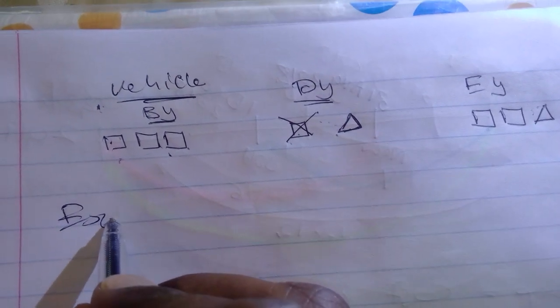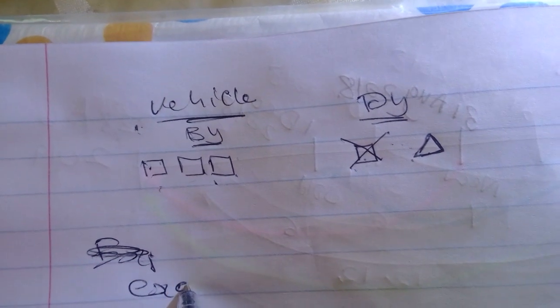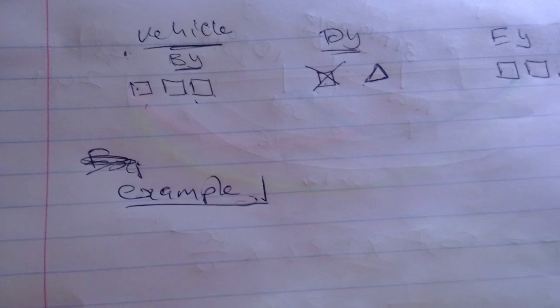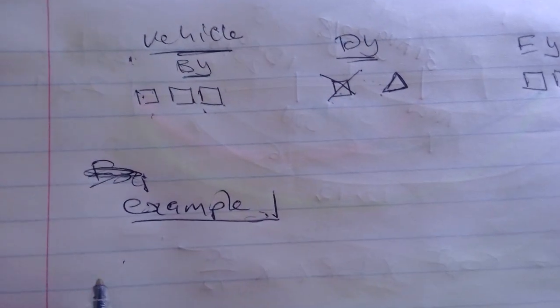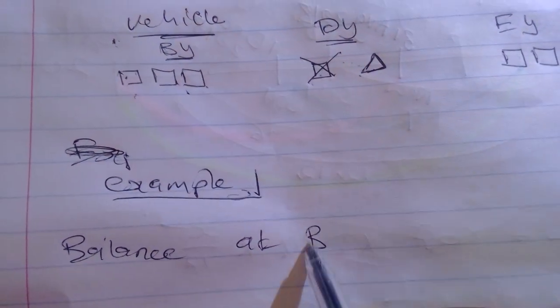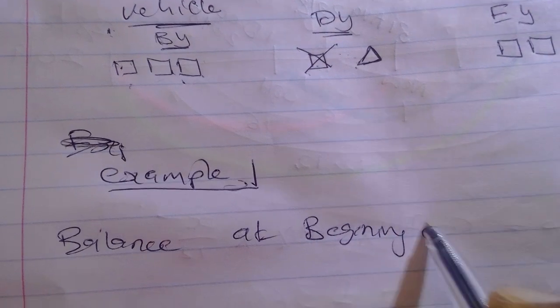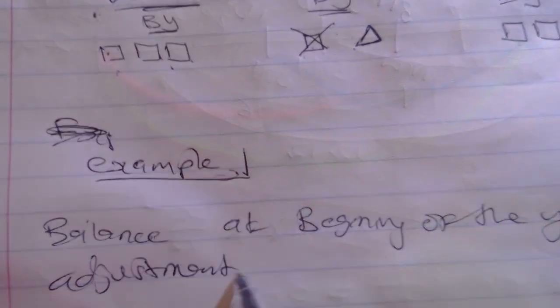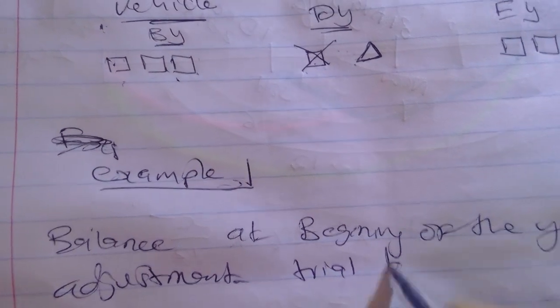Let's say, for example, example 1: if you are given on your trial balance the balance of the vehicles at the beginning of the year. Let's say you are given an adjustment trial balance.